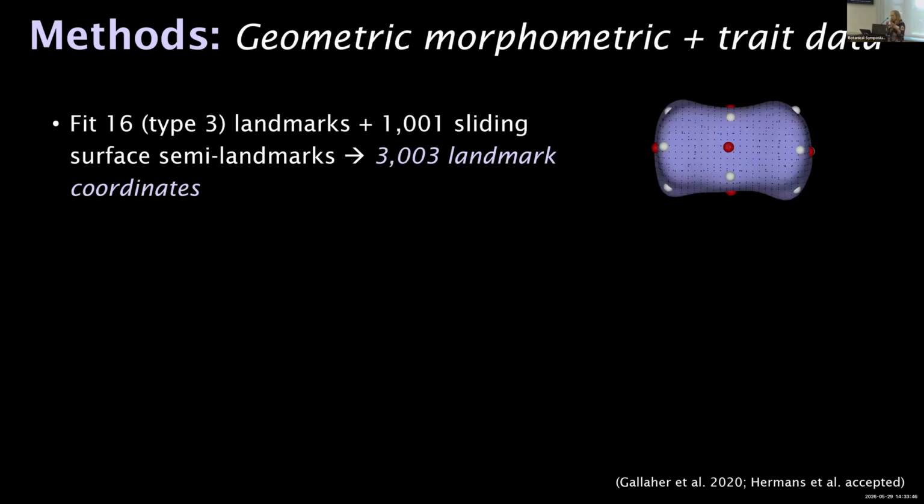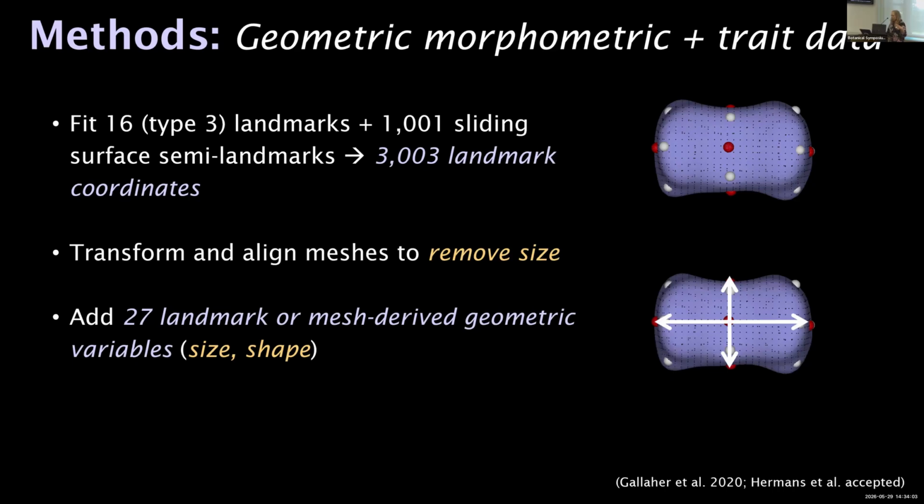We fit landmarks, so these are points that we think are homologous or represent the same point on these phytoliths. And then we also fit 1,001 sliding surface semi-landmarks. So this is basically like throwing a net over the phytoliths. And then we transformed and aligned them to remove size, so we could compare just shape. But then we added in some size and shape variables because we think size matters.